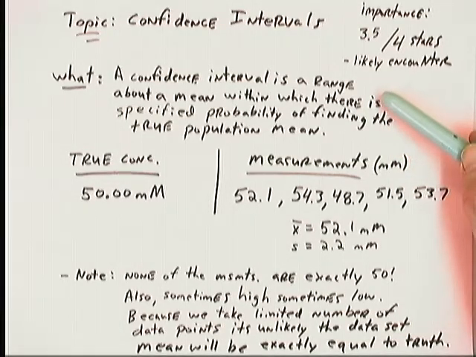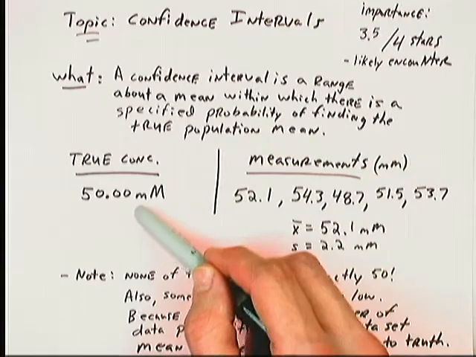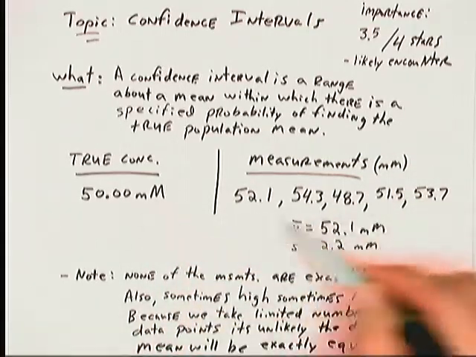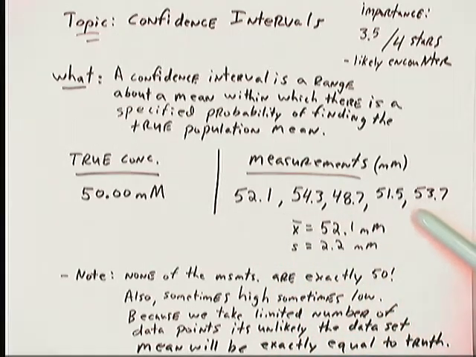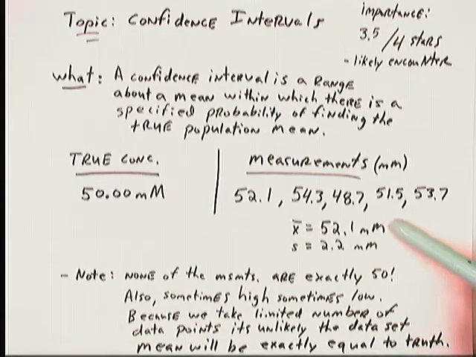It's this range around the mean, within which there is a specified probability of finding the true population mean. The true result is the true population mean. The measurements are just 3, 5, however many replicate analyses, and we're going to get an average from that, but that's not the true accurate value. This is the true accurate value. This is just our experimentally sampled measurement.